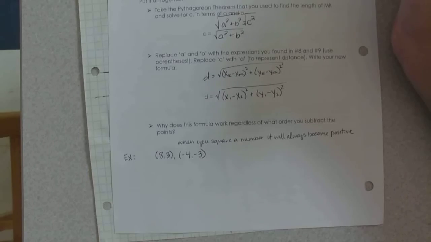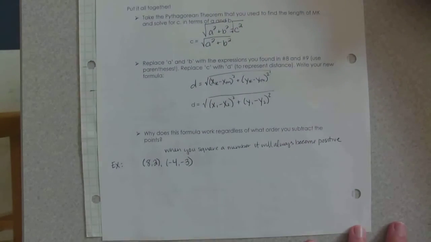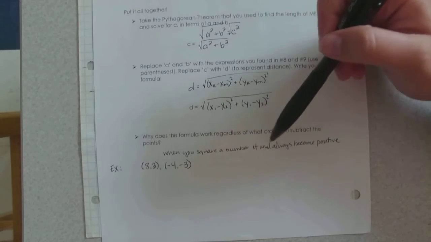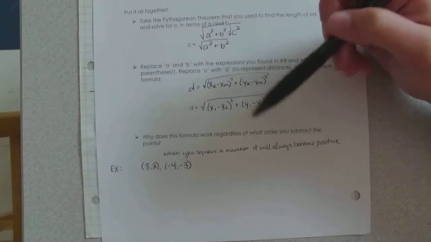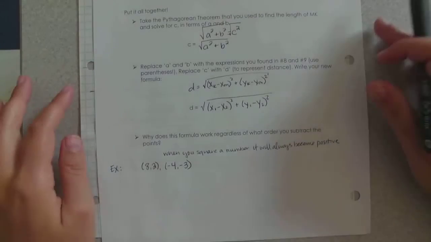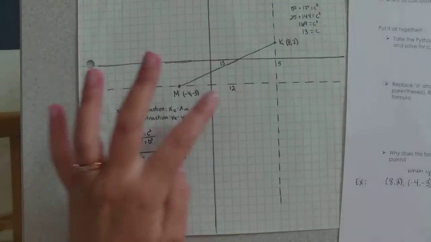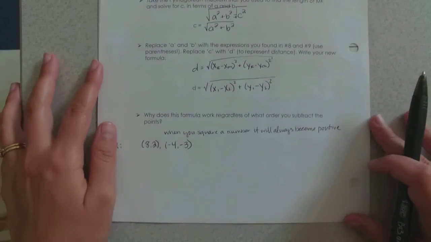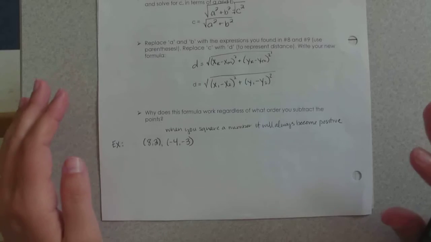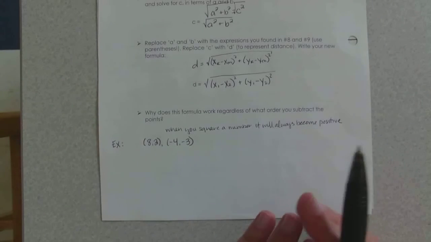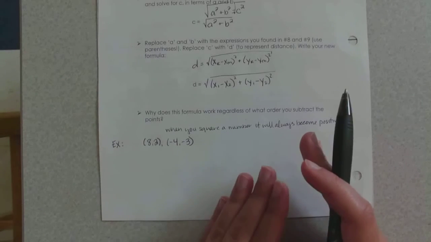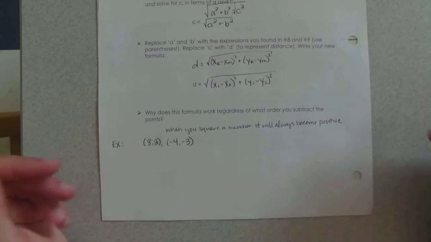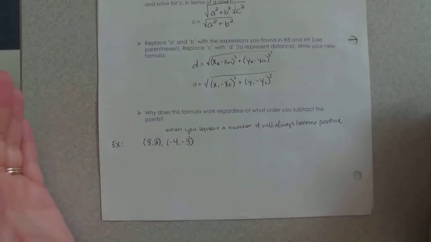So then this final question says, why does this formula work regardless of what order you subtract the points? And I said when you square a number, it will always become positive. I'm going to show you what I mean. So I'm going to use these points, and these points are just coming from what we started with. I'm going to plug them into the distance formula, and I'm going to do it both ways, okay? So this would be a good example to write down, even though we already have the answer, so that when you go to your worksheet, then you can do the distance formula with any 2 numbers.